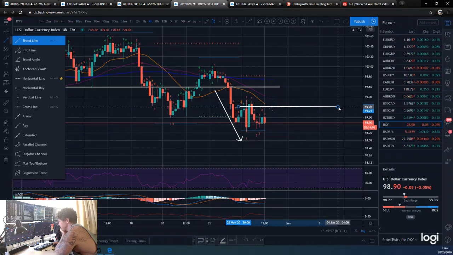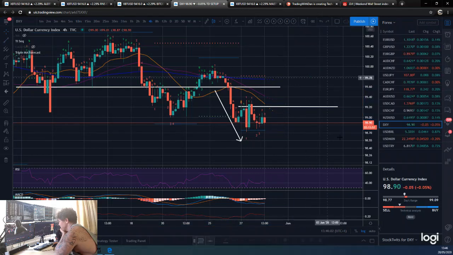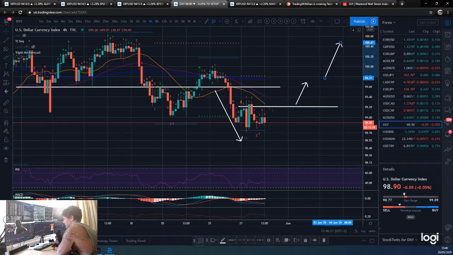So if we break above here, I would be... Do you know what? If I wanted to do that, I wouldn't have been able to do it. Right, so just looking for a move above here, and then we'll just target the 200. We'll be conservative. I would like to say all the way up here because that's my macro view, but again, like I said, just ignore my macro view, and then we'll have another line in case we break the 200.